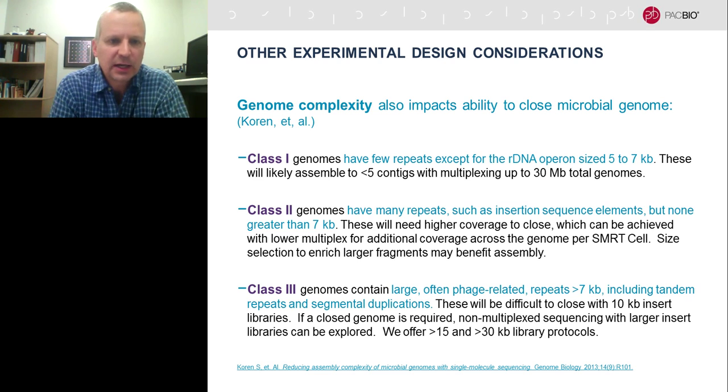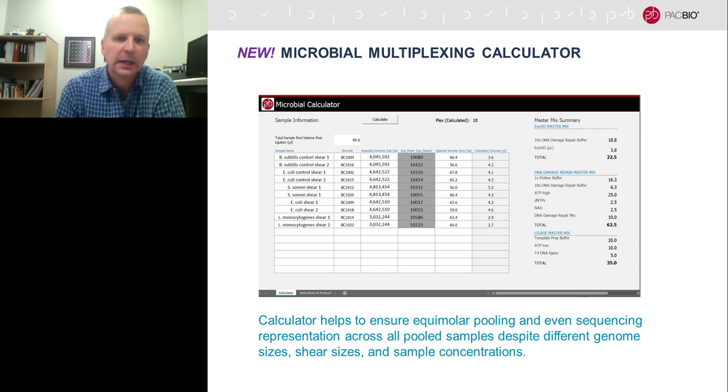Also worth considering is the complexity of those genomes. Bacterial genomes have been classified, and the reference is on the bottom. If you're interested in this in more detail, I would suggest you look at the paper by Sergey Koren and Adam Phillippy, where the repeat content of bacterial genomes can vary drastically. Class 1 genomes only have very few repeats. Class 3 genomes can have very large phage duplications and so forth. So depending on what type of bacteria you want to sequence, that can have an influence on how many you want to pool. But then we have a microbial multiplexing calculator that makes it very easy to calculate equimolar pooling and even sequencing among the different isolates in your pooled sample in the pooled SMRT cell.